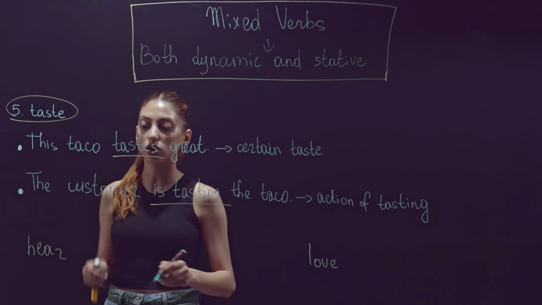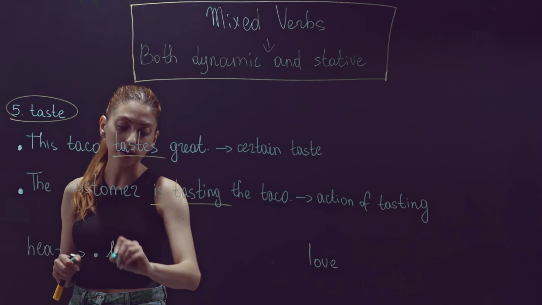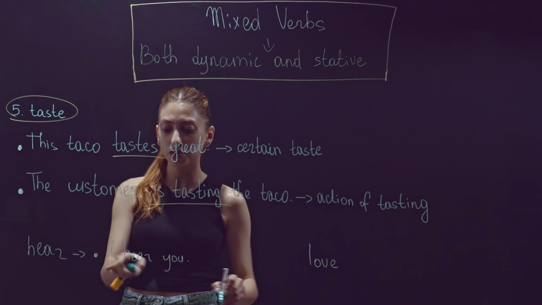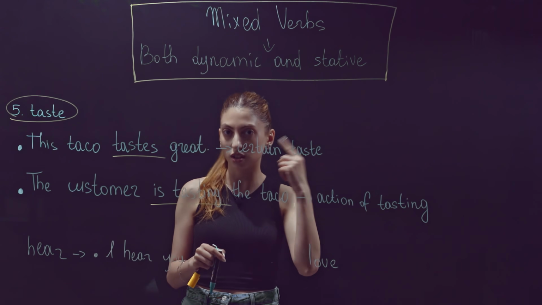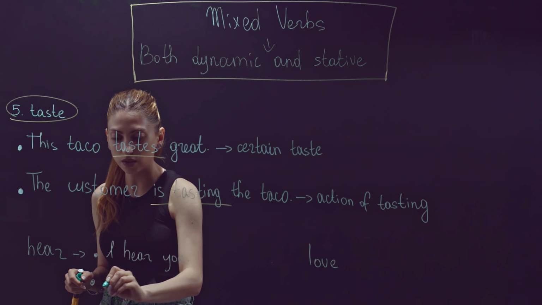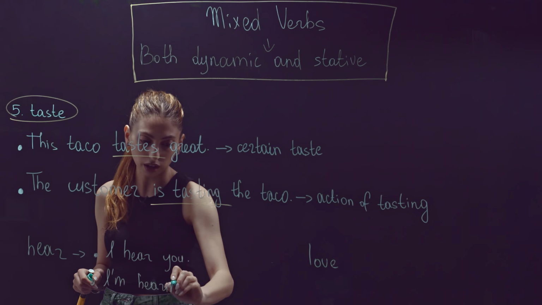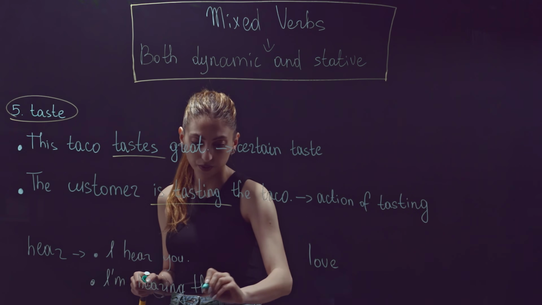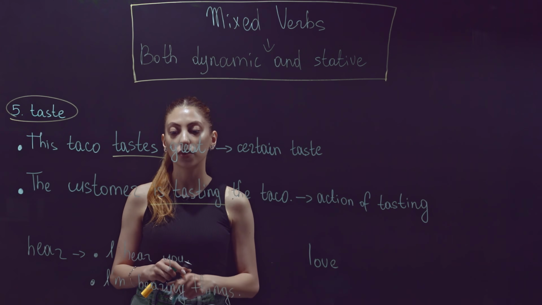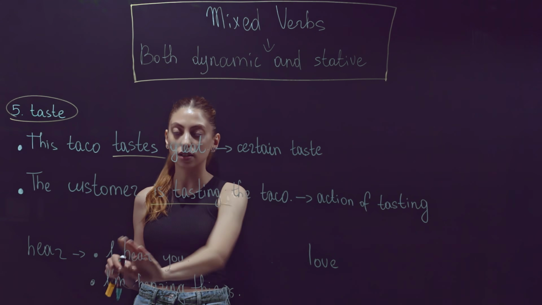In the case of hear, I can say, for example, I hear you. In the first case, it is the physical way of listening to someone. I hear you. In the second case, when I say I am hearing things, it will be exactly the same as in the case of see. It seemed to me, or it seems to me. Okay, this is all about hear.